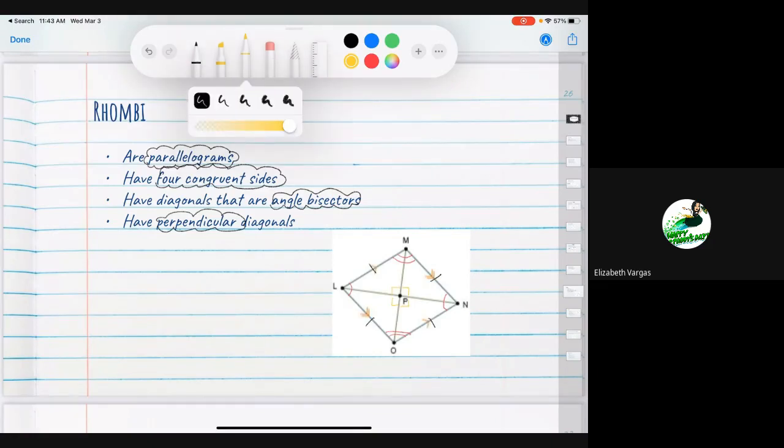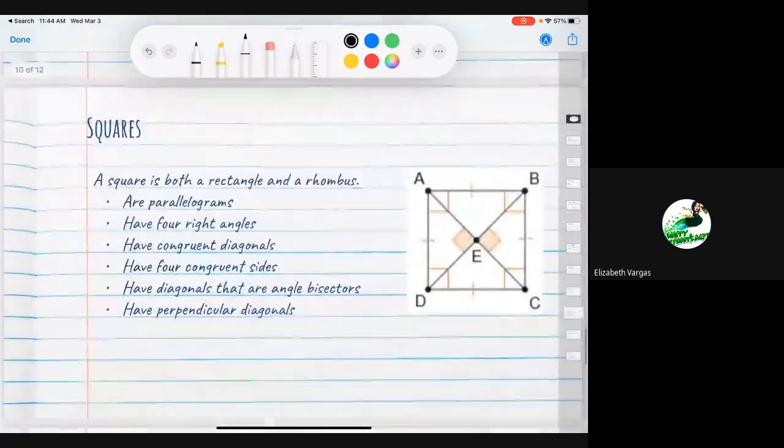Again, we are looking at parallelograms. We've been able to find the characteristics of parallelograms, and now what we're going to do is figure out, is this parallelogram a rectangle? Is it a rhombus? Or is it a square? That's basically what we're doing in this lesson.